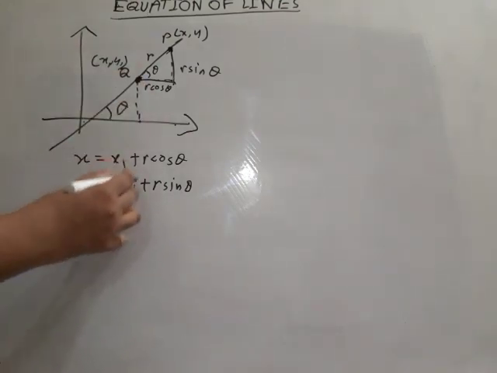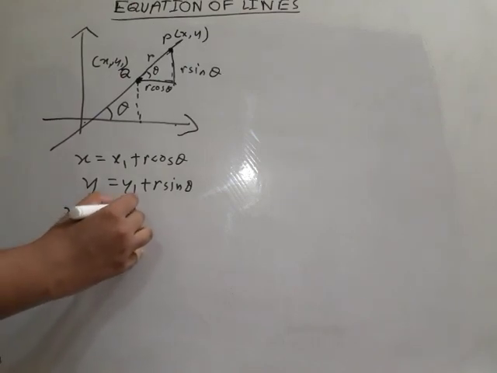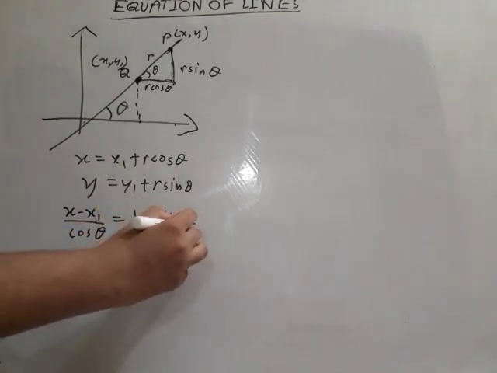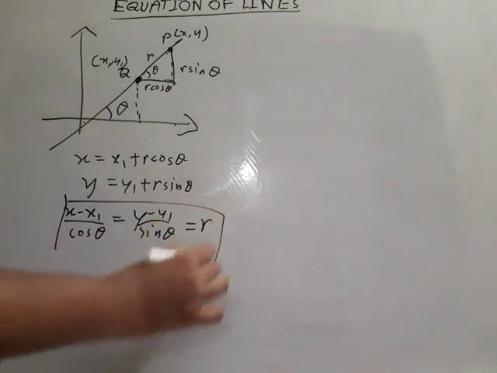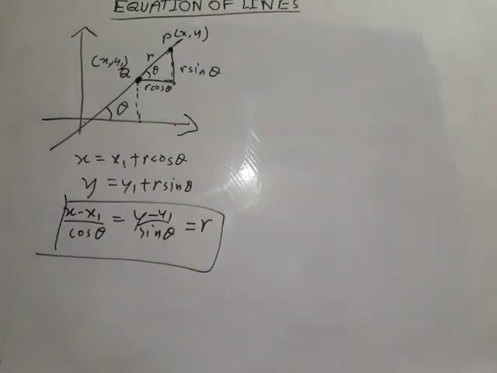Now if we rearrange these two equations, (x minus x1) by cos theta equals r. Similarly, (y minus y1) by sin theta equals r, both of them equal to r. This is the distance form of a line. This is called the distance form.